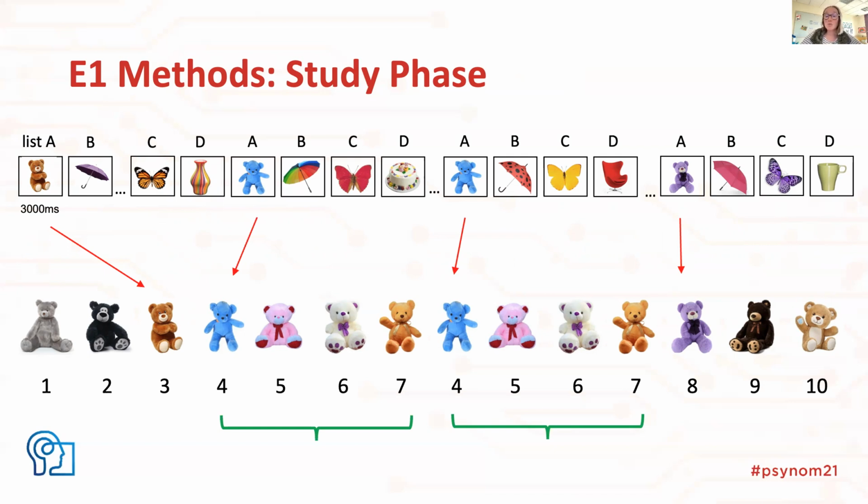Here you see that subjects were presented with 7 exemplars from the teddy bear category, numbered 1 through 7 in the bottom row. Next, teddy bears in positions 4 through 7 were repeated. And finally, 3 more teddy bears, numbered 8 through 10, are presented. Again, this order of teddy bears unfolds with other objects interleaved in between them, as shown in the top row.